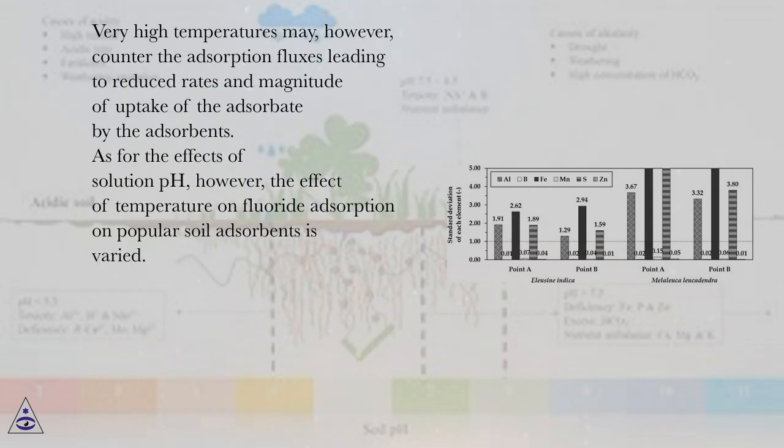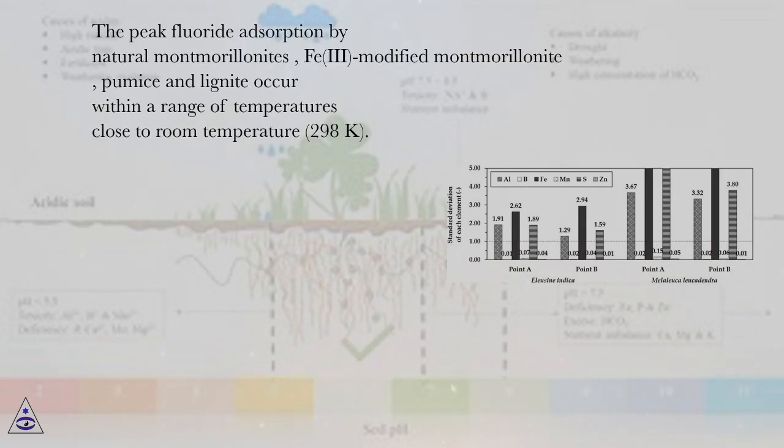Very high temperatures may, however, counter the adsorption fluxes, leading to reduced rates and magnitude of uptake by the adsorbents. As for the effects of solution pH, however, the effect of temperature on fluoride adsorption on popular soil adsorbents is varied. The peak fluoride adsorption by natural montmorillonites, Fe3+ modified montmorillonite, pumice and lignite occurs within a range of temperatures close to room temperature, 298 K.